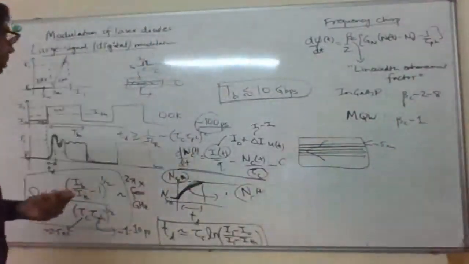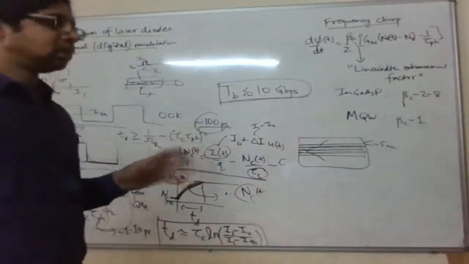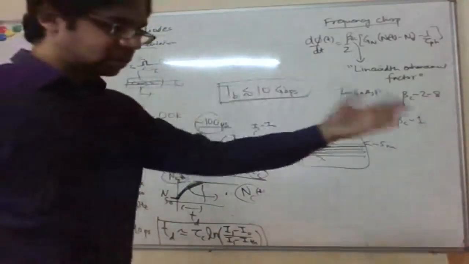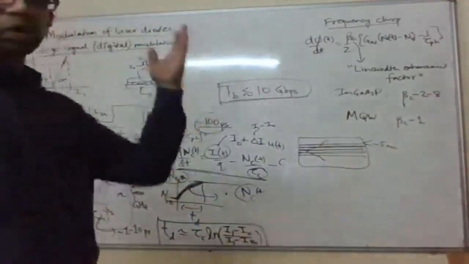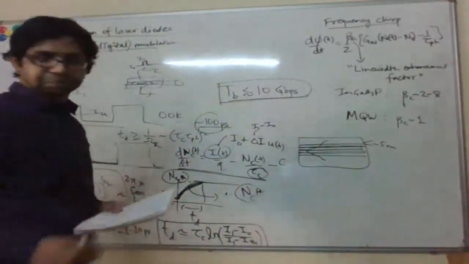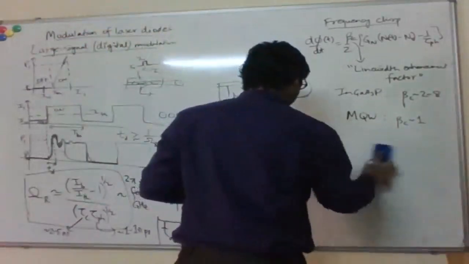Recall again our discussion on dispersion. If you have a chirped pulse, and the chirp is of the same sign as the chirp that the dispersion in the fiber introduces, then your pulse will broaden even faster. So this chirp is actually important for long haul links.